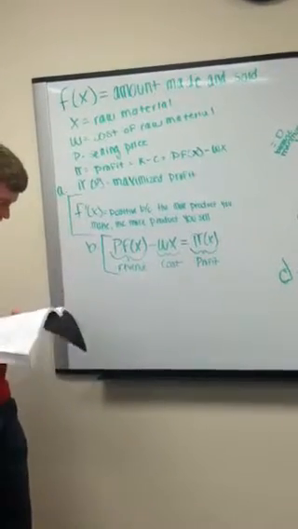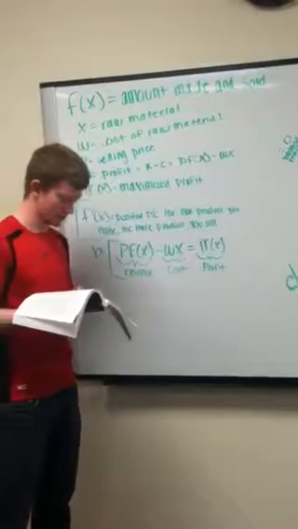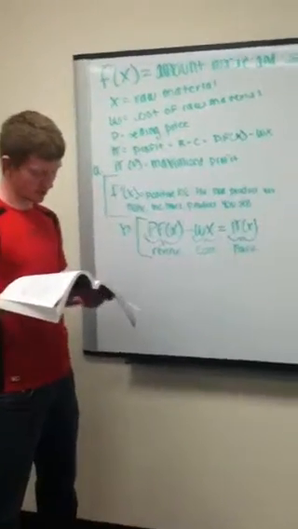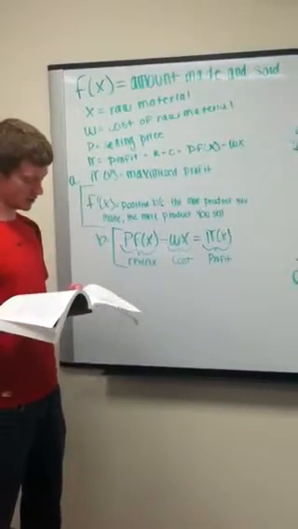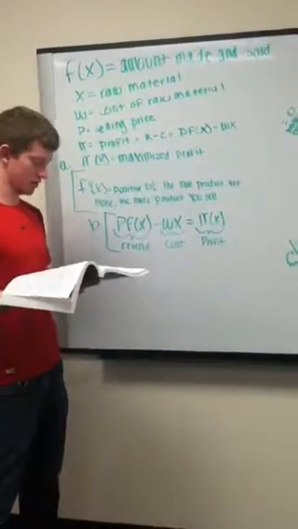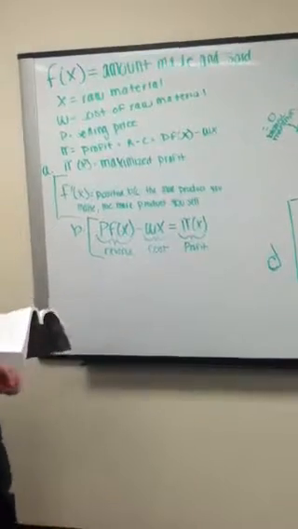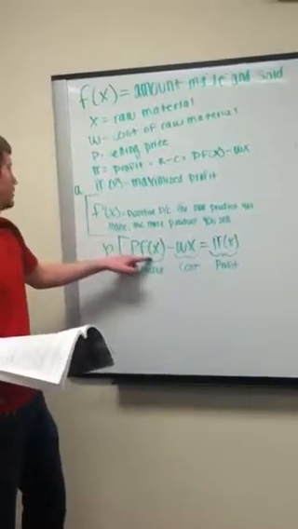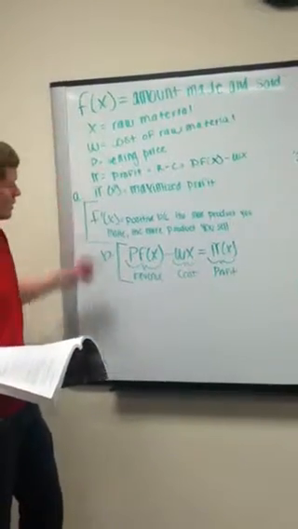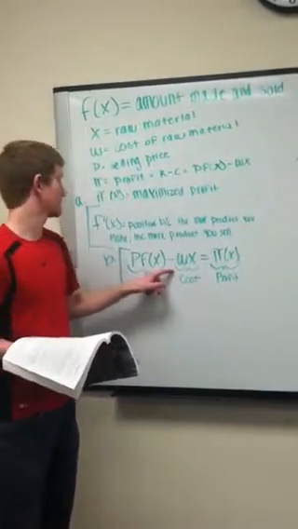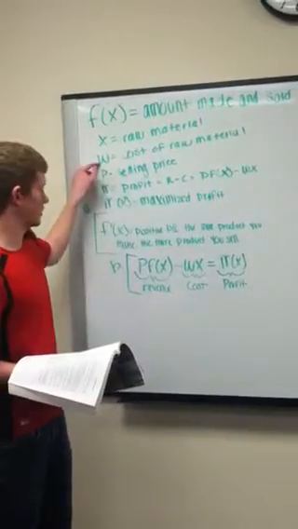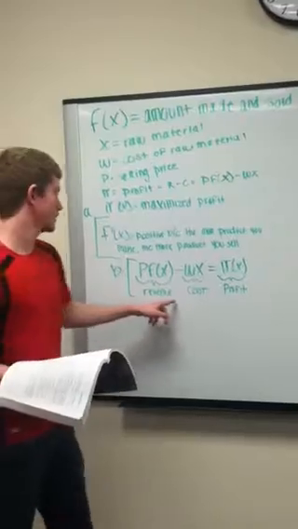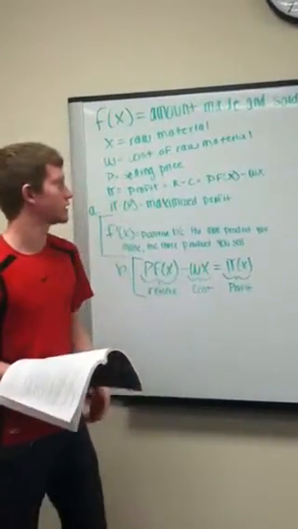B, explain why the formula pi of x equals p times f of x minus wx gives the profit that the company earns as a function of the quantity x of raw materials that it uses. It would be P, which is your selling price, times f of x, which is your amount made and sold, which gives you revenue, minus W, which is the cost of raw materials, times x, which is raw material, which gives you your cost. Subtract them both, and that gives you profit.